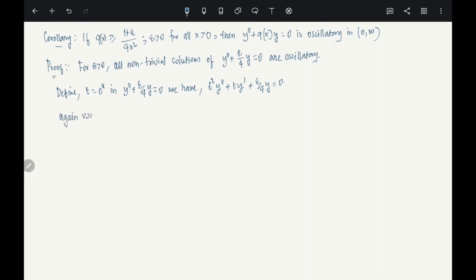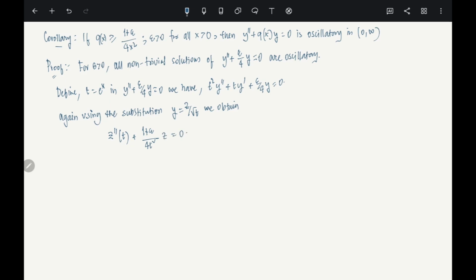Now again, using the substitution y equals to z by root t, okay, we obtain z double prime of t plus (1 plus epsilon by 4) over t square z equals to 0. This is what we get.